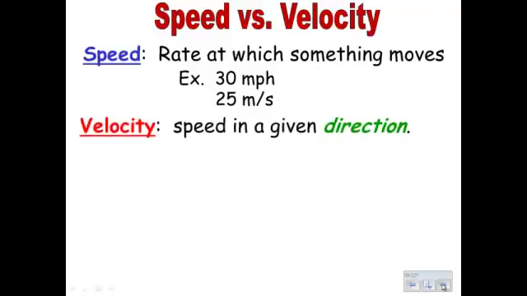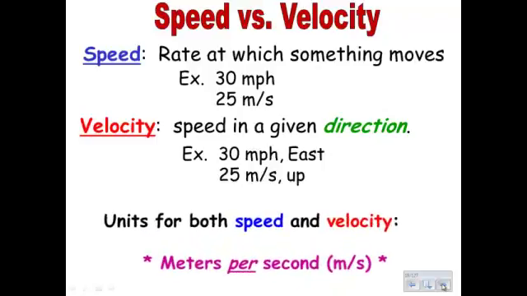However, velocity is speed in a given direction, which means we have a vector quantity here. Velocity is a vector quantity. Both begin with v's. So examples here would be 30 miles per hour east, 25 meters per second up, speeds in a given direction. And notice both are measured in meters per second. Those are our MKS units for speed and velocity.